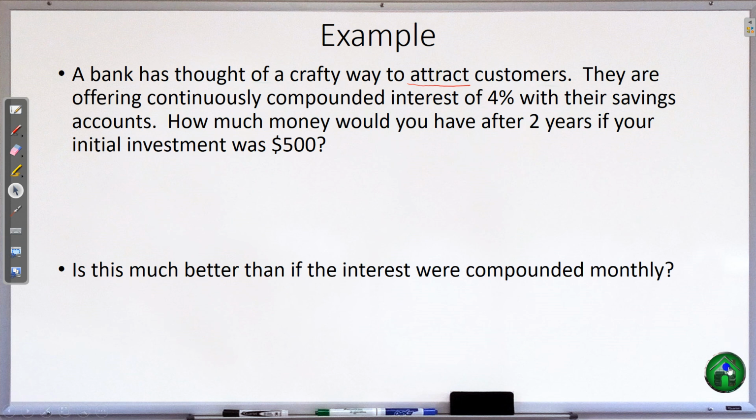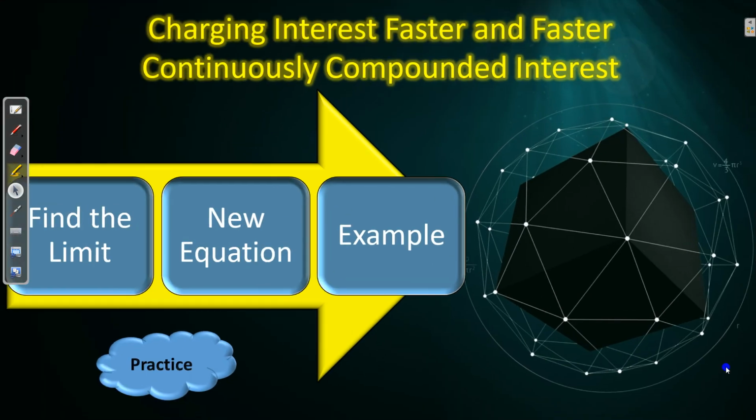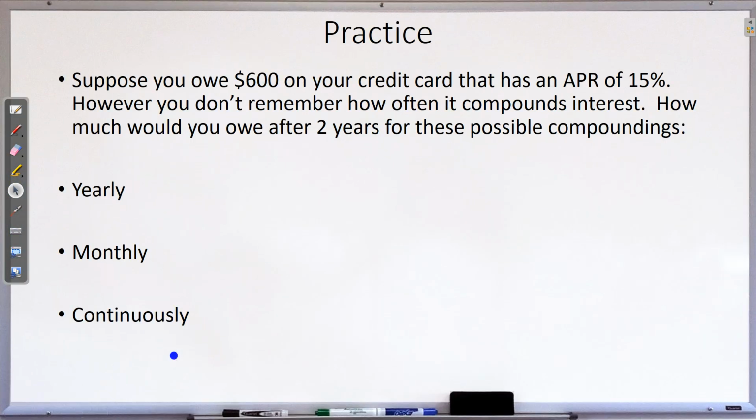All right, so that is continuously compounded interest. Yeah, the limit process was kind of long and hard, but the actual new equation you're using is pretty easy, and it doesn't usually make that much of a difference. So here's one for you to try. Make sure you can do all 3 methods, yearly, monthly, and continuously on this problem. Good luck.